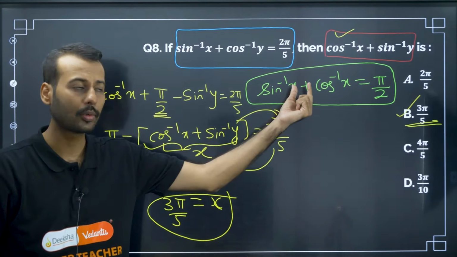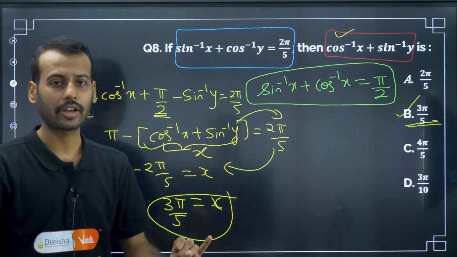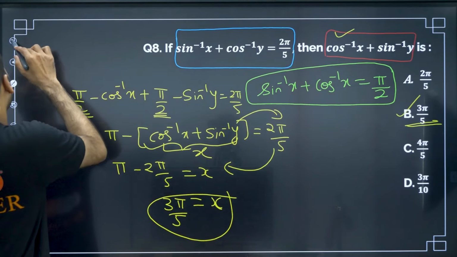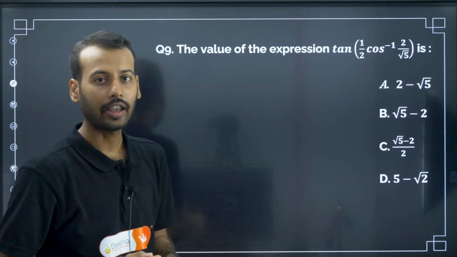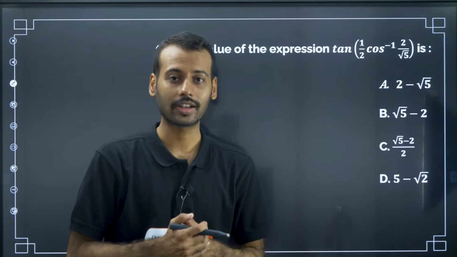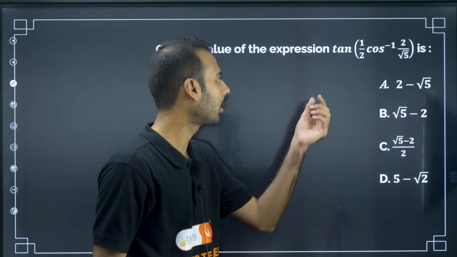Only one identity, if you know, you are getting 1 mark. So trigonometry and inverse trigonometry, please don't skip this chapter. If you want to skip any other chapter because of time constraint, you can skip, but don't leave this.